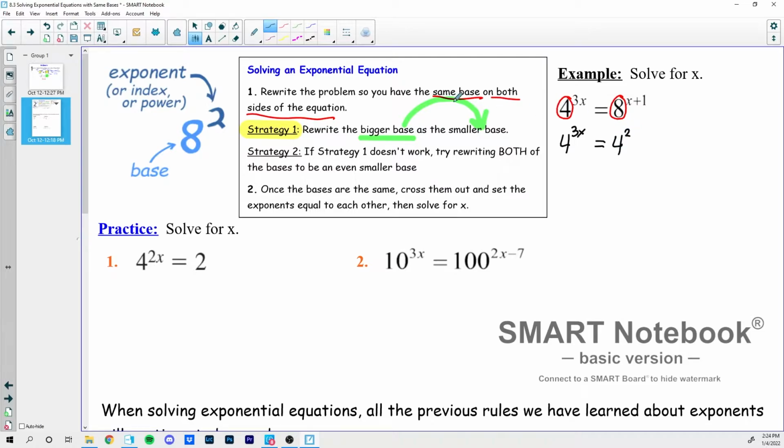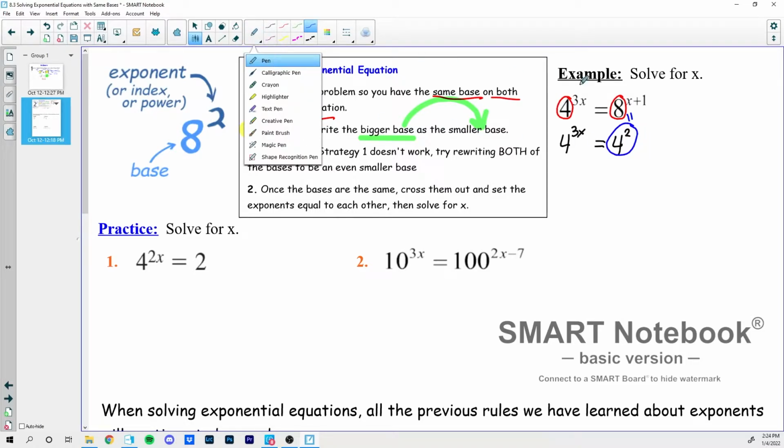Does 4 to the power of 2 still equal 8? Let's check and make sure. Well, some of you off the top of your head hopefully know that that would be 16, right? 4 to the power of 2 is 16, and it's not 8. So that is not equal. So it won't work to rewrite it this way. It has to be equal to that number. Okay, so that doesn't work.